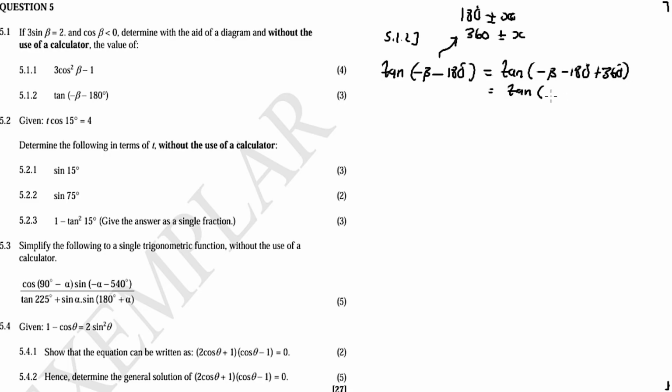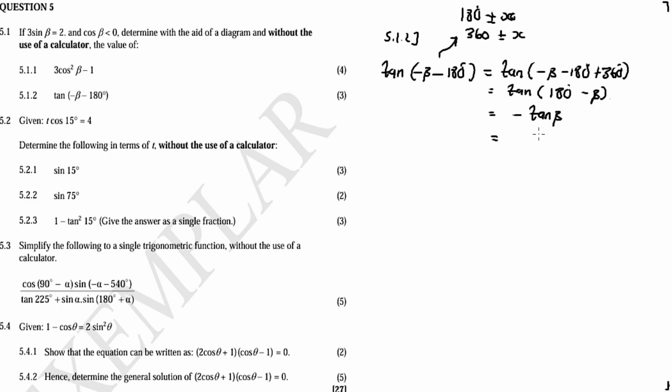We get a positive 180, because minus 180 plus 360 gives a positive 180. Then we have tan of minus beta. Then we can solve this reduction formula. Since 180 minus is in the second quadrant, it means that tan will be negative beta. So this is the, okay, no, we're not done, because let's solve for that reduction formula.